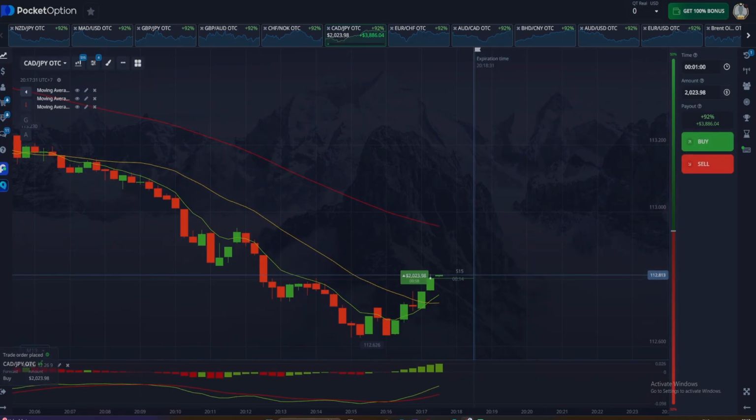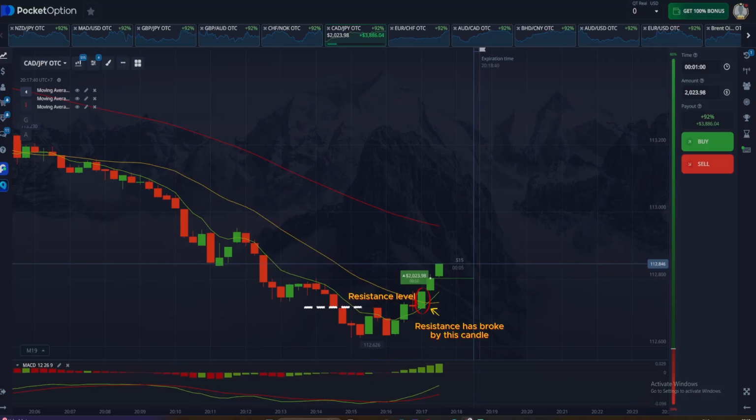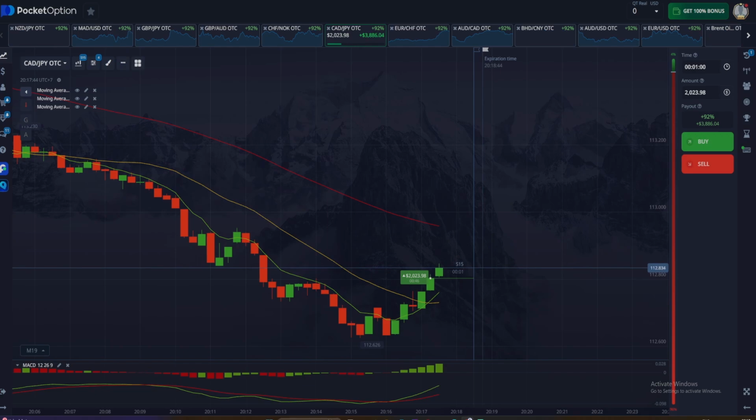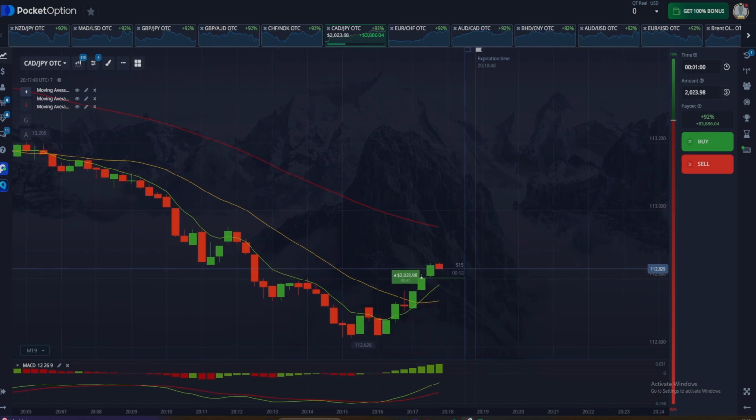Okay, right now, I can see the downtrend losing momentum, with the price moving sideways in the area we've been watching. The resistance level we marked earlier has been broken by a strong bullish candle. At the same time, the moving average indicator shows a signal line crossover to the upside, giving us extra confirmation that a new potential uptrend is forming. Let's see how it plays out.